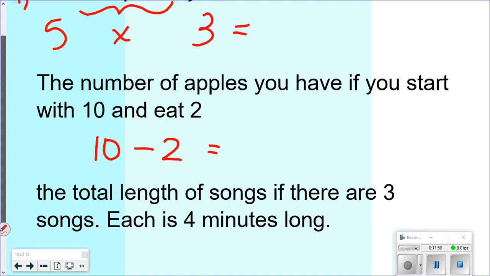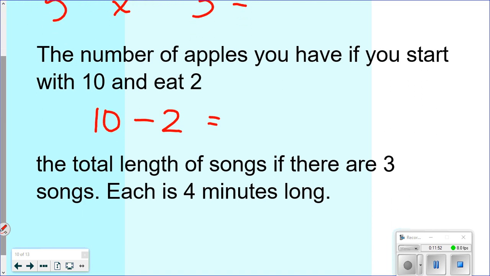The next expression that you need to write is the total length of songs. If there are 3 songs and each is 4 minutes long. So if there are 3 songs on your Spotify and each is 4 minutes long, how could you figure out the total of the songs? You take 3 times 4. That's all they want from you.